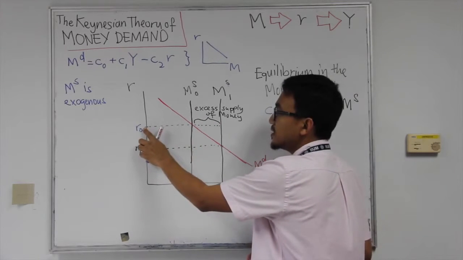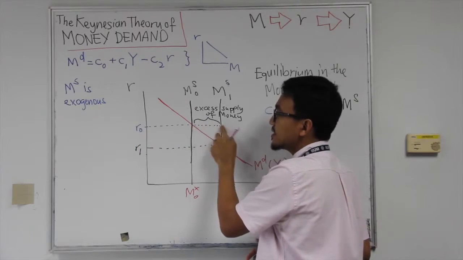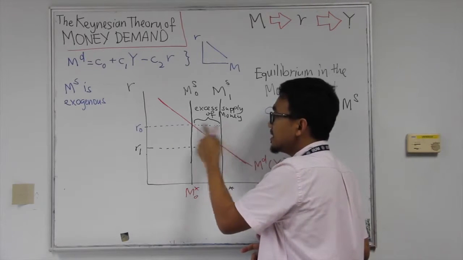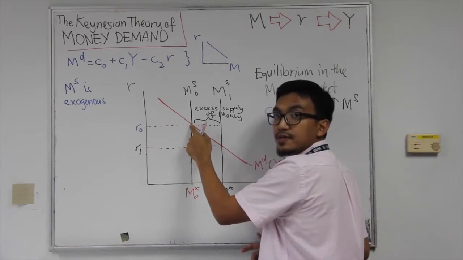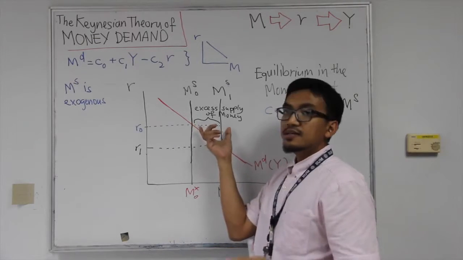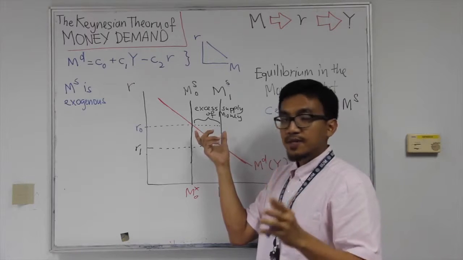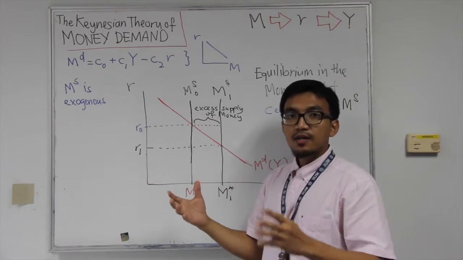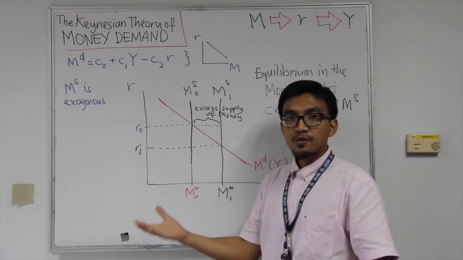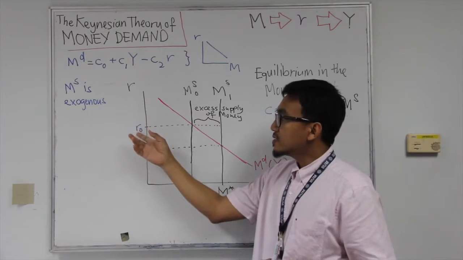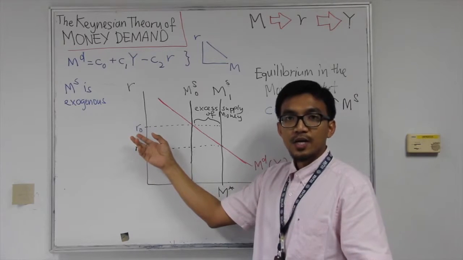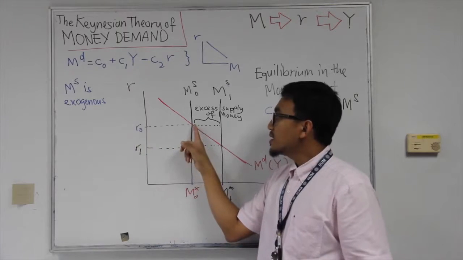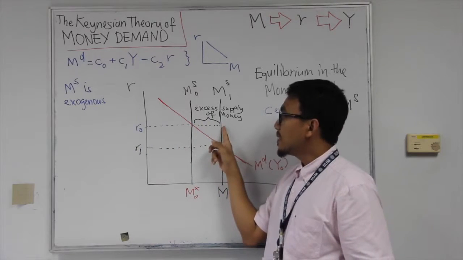At the old interest rate R0, we can see that there is an excess supply of money. Interest rate is high, the supply of money is here, but the demand for money is only here. Basically, individual consumers and investors, since the interest rate is high, would rather hold bonds. It would be more profitable to hold bonds because bonds pay interest. Interest rate is high, so you expect interest rate to go down. When interest rate goes down, you expect to get a capital gain. That's why the demand for money is low while the supply of money is high.